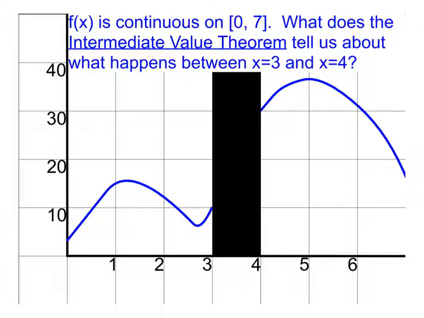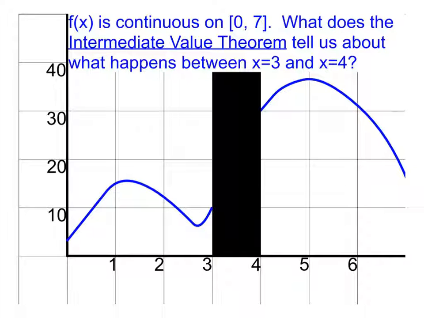So then using that, this is the way that this sort of problem gets presented, where same setup, but here we're doing it in terms of intermediate value theorem, where we are told that f of x is continuous on the interval. So we're told that it's continuous all the way from 0 up to 7 here. And what does the intermediate value theorem tell us about what happens between 3 and 4? Well, in our first problem we said, does it equal 20?